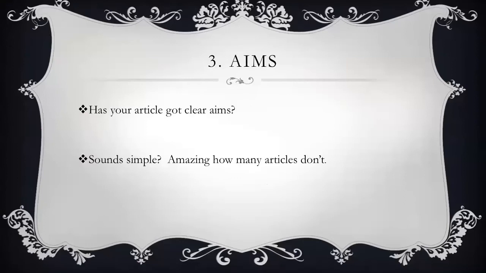Next one, aims. We've already told you what the journal's aim is, but has your article got clear aims? Could you actually state in a sentence what it's about? Now, I know that sounds simple, but it's amazing how many people don't do that. It's amazing how many articles seem to just go on, and you think, what actually is the focus of this?